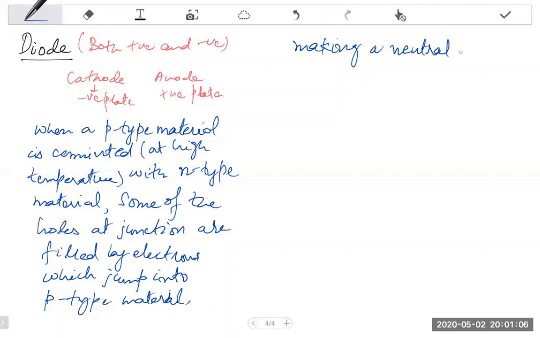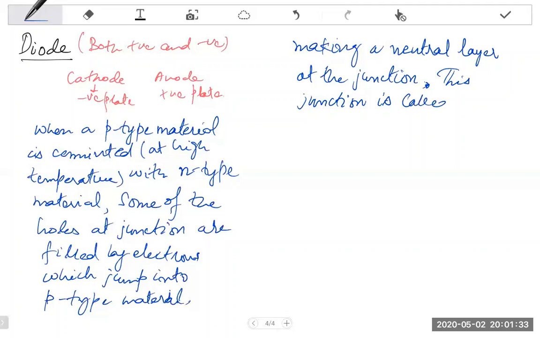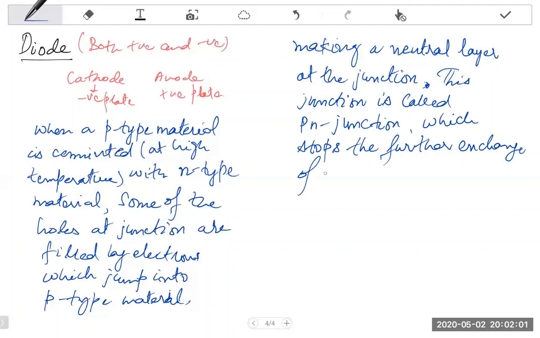A neutral layer forms at the junction. This junction is called the p-n junction, which stops the further exchange of electrons. As being a positive layer, as being a neutral layer, it stops further exchange of electrons.